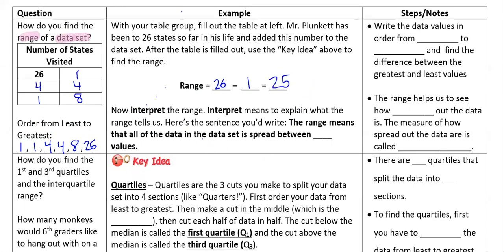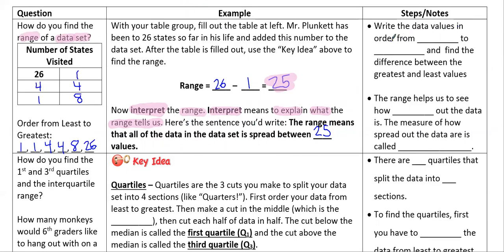Okay. Now we're going to interpret, the worst word in math. Nobody knows what that word means. Interpret the range. Interpret means to explain what the range tells us. Here's the sentence you'd write. The range means that all the data in the data set is spread between how many values? 25 different values. There are 25 possible values, or a spread of 25 values between the greatest and least value.